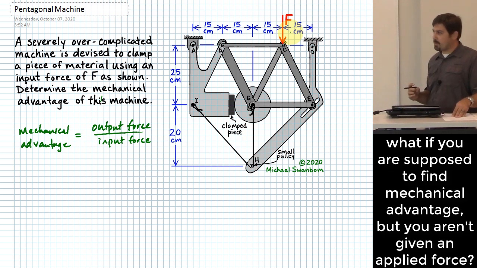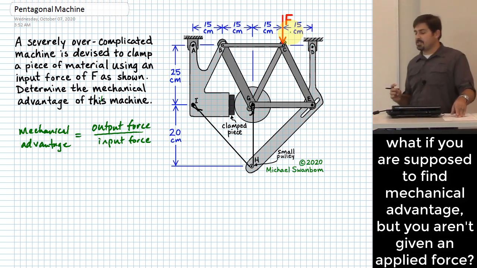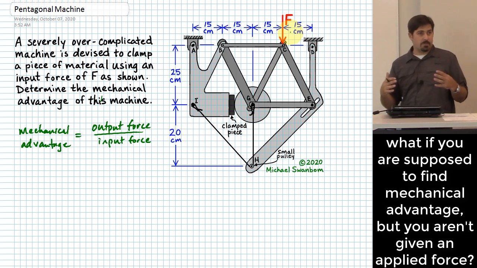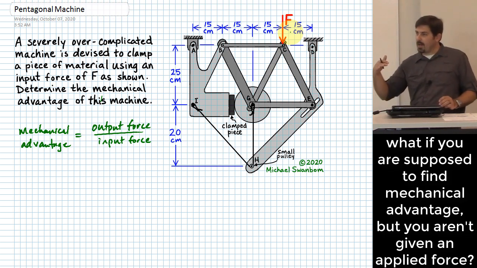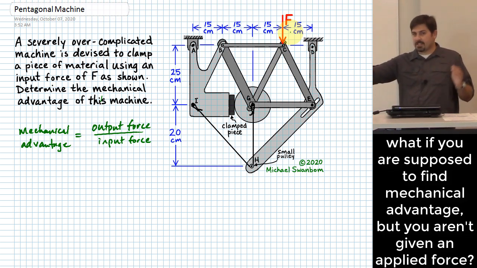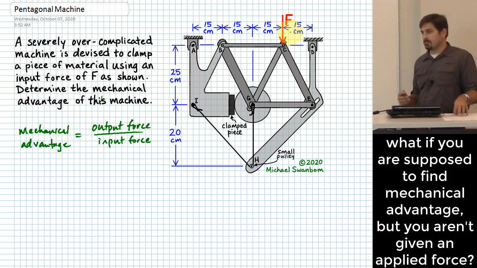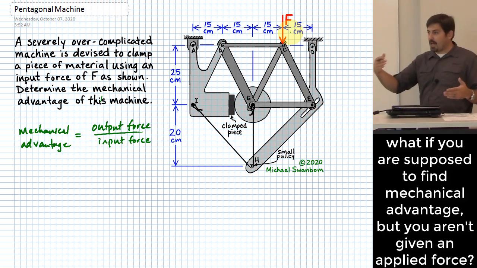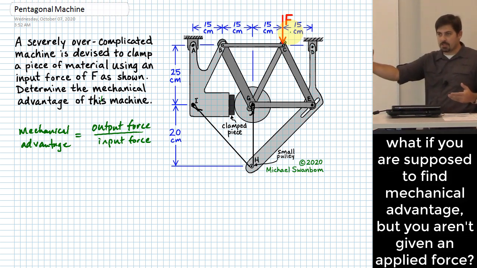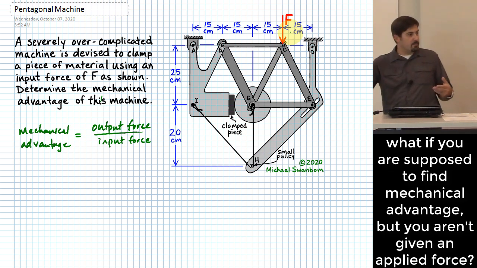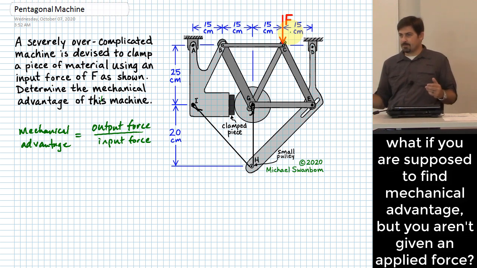Most of these problems, matter of fact, almost all of them that you're going to see, typically they are linear, which means that if you multiply the input force by a certain amount, that's going to be the same amount that the output force will be multiplied by. So whenever you have a linear system like that, what you can do if you're asked a question like this is you can just assume a force, right? You can assume a force, and then when you get to the end, you can divide that output force that you're going to find by the input force that it took for you to get there. Does that make sense?